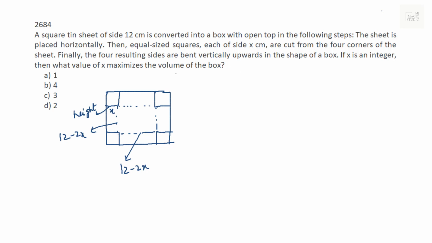If x is an integer, then what value of x maximizes the volume of the box? Volume of the box would be length into breadth into height. Length is 12 minus 2x. Breadth is also 12 minus 2x, so (12 minus 2x) whole square, and into height x. We need to maximize this. For maximization, we know, let's find the first order derivative and put it equal to 0, which will help us in getting the value of x.